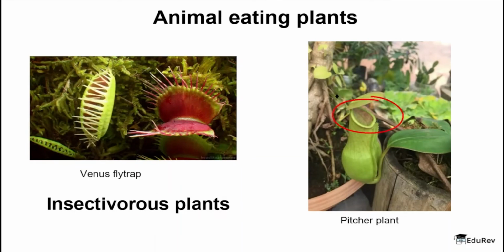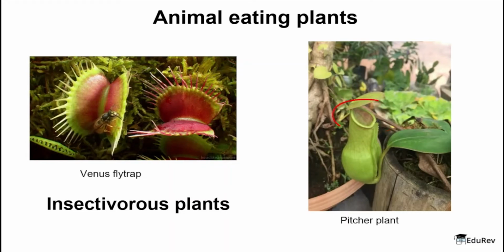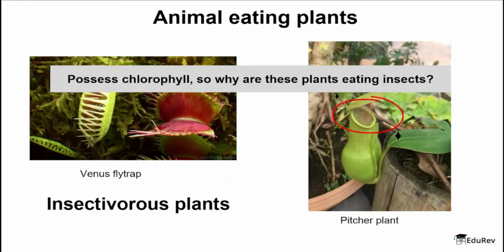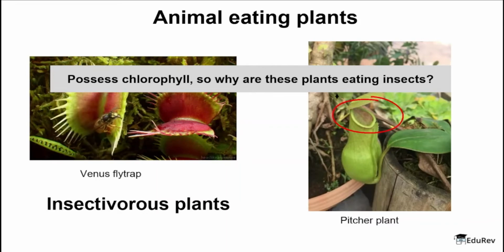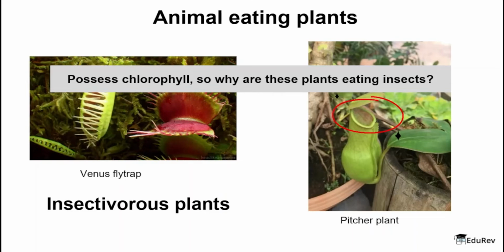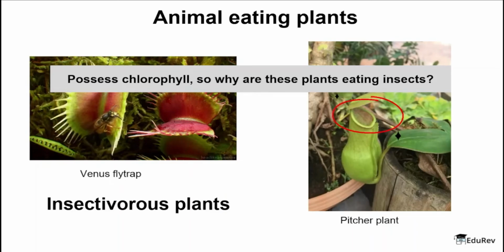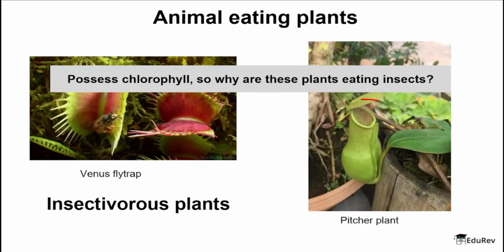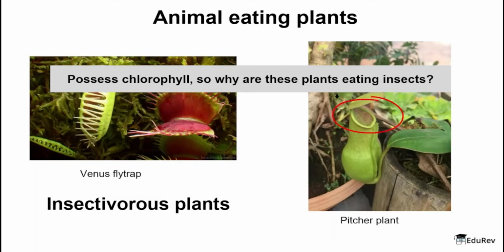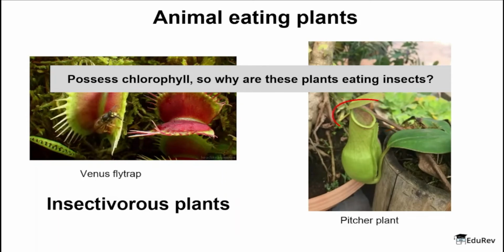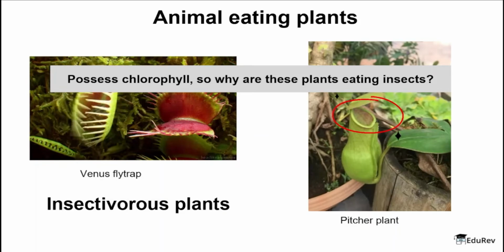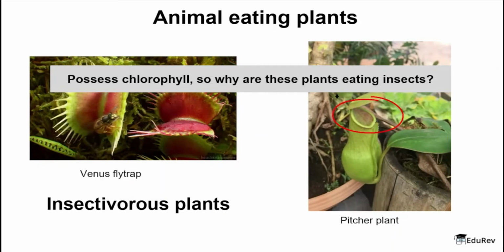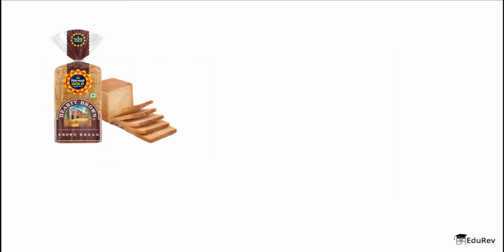But the important question here is that even after being green in color, which means possessing chlorophyll, these plants are still eating insects. The answer is that even though these plants have chlorophyll and they can synthesize their own food with the help of carbon dioxide and water, but still, plants also need certain kind of nutrients and minerals which is not present in the soil in which they grow in, and that is why these plants eat insects to fulfill their nutrient requirement.